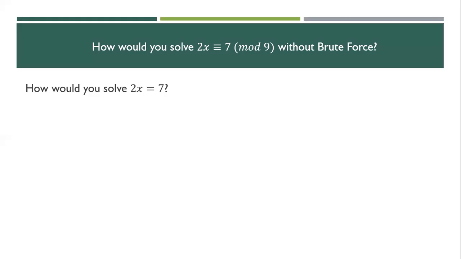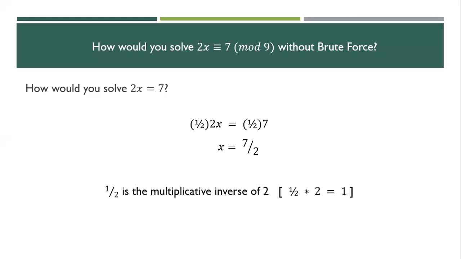So let's tweak the idea a little bit. We can get the same result as divide by 2 if we think of this as multiplying by a half. In this case, we get that x is equal to 7 over 2. And this is because 1/2 is the multiplicative inverse of 2. That is, when you take a half and 2 and multiply them, you get 1. Well, now we're in business. We don't actually have division, but we might have a multiplicative inverse.